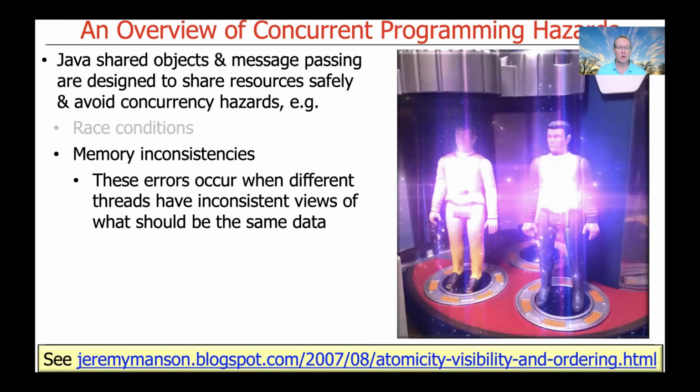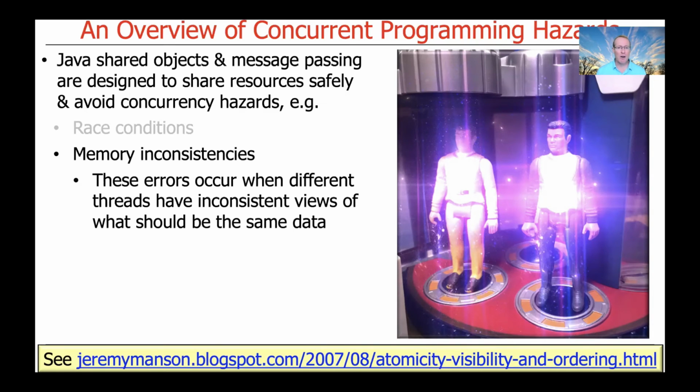Another problem you can run into are so-called memory inconsistencies. And these occur when different threads have inconsistent views of what should be the same data. For those of you who are Star Trek fans, you're probably familiar with the concept of a transporter beam. And one of the key concepts there is you beam a person or an object atomically. You don't beam their head and leave their body behind. That would be a problem.